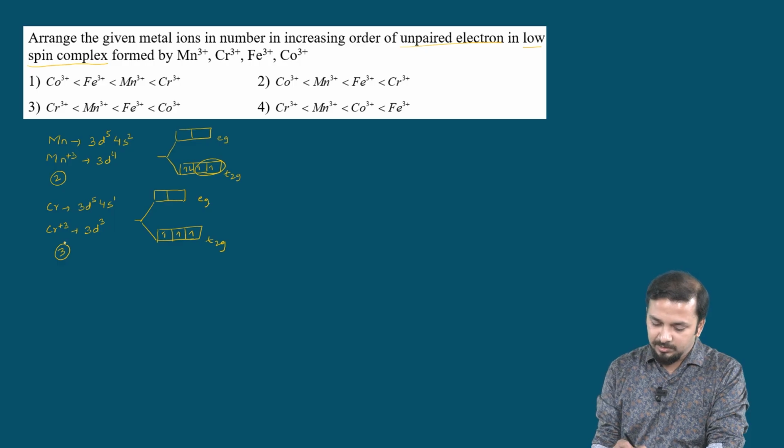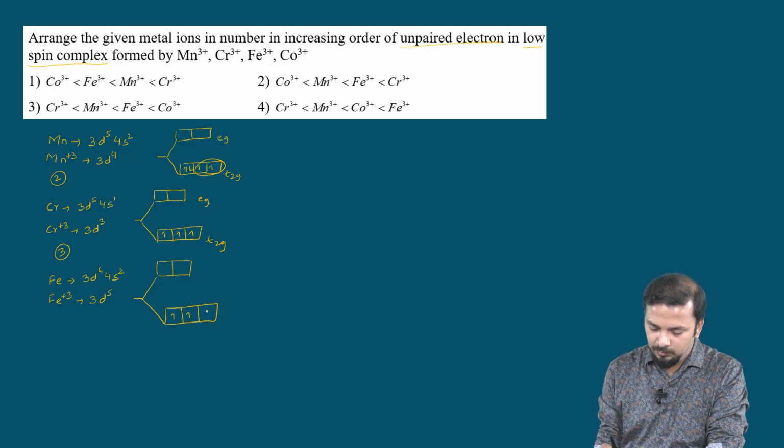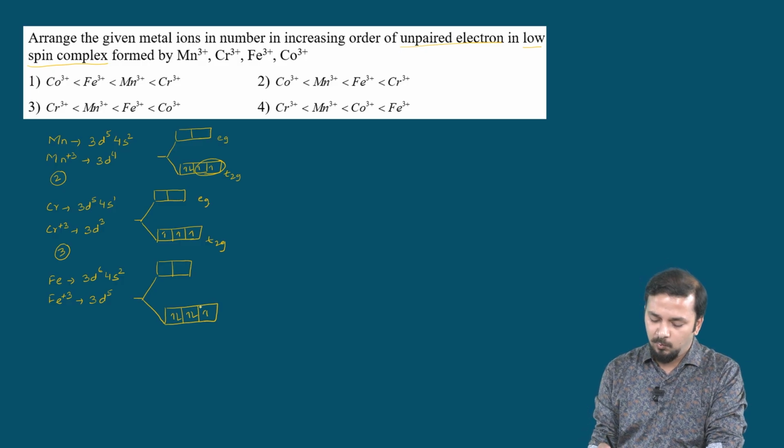If you see next is Fe. We know configuration of Fe is 3d6 4s2. Now they are talking about Fe plus 3. Fe plus 3 means it is having 3d5 configuration. 3d5 configuration in low spin complex. Again we have to draw the t2g and eg orbitals and we have to fill the electrons. So 5 electrons will be 1, 2, 3, 4 and 5. So what we can see is there is only one unpaired electron over here. So we'll write 1 over here.